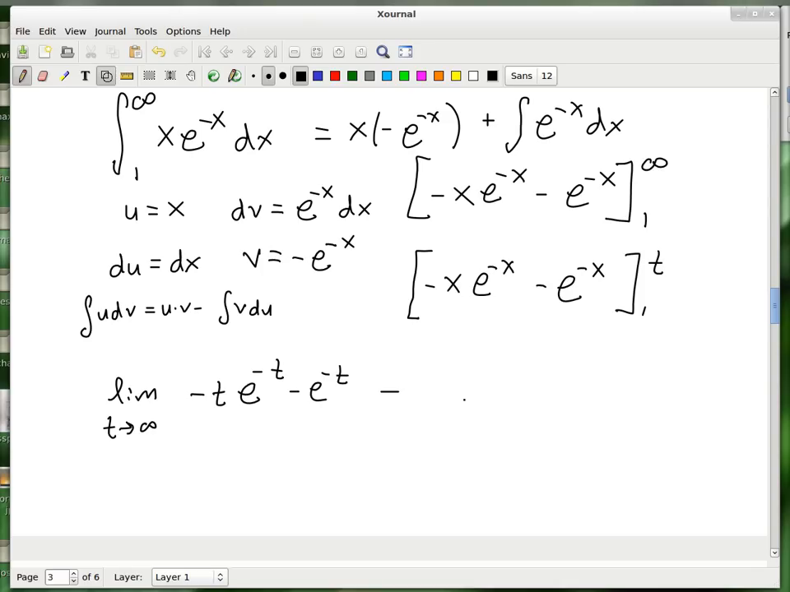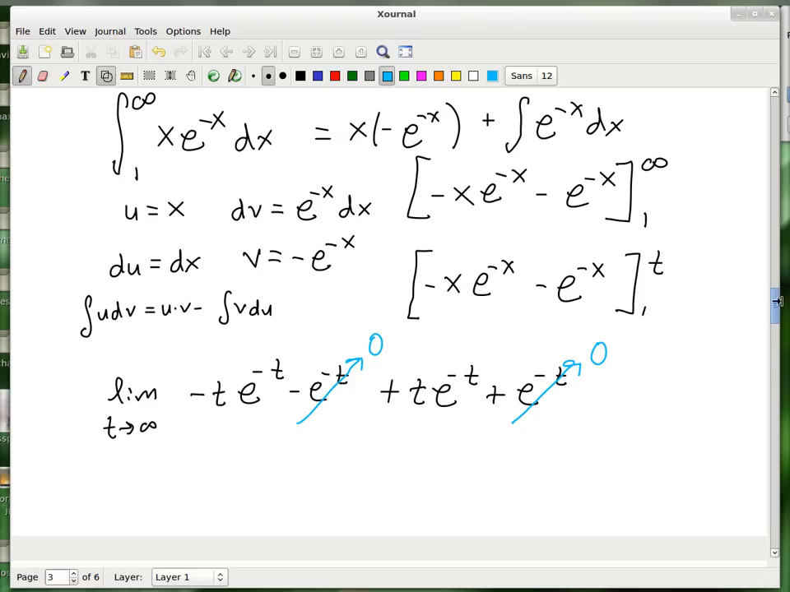Okay, minus, now everything becomes positive actually, right? Because both of these terms are negative. So plus t times e to the minus t plus e to the minus t. So what's going on here? It's pretty clear that these two are going to go to 0, right? You should be able to see that, because that's 1 over e to the t, so these things are going to 0.